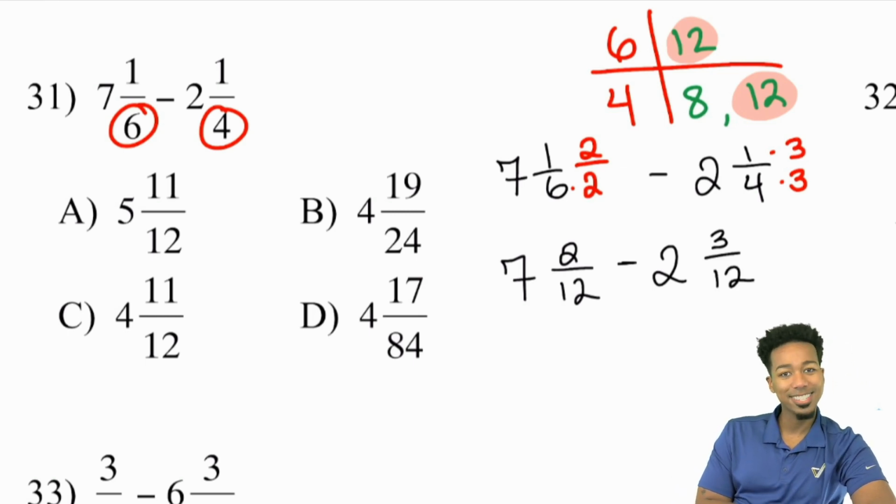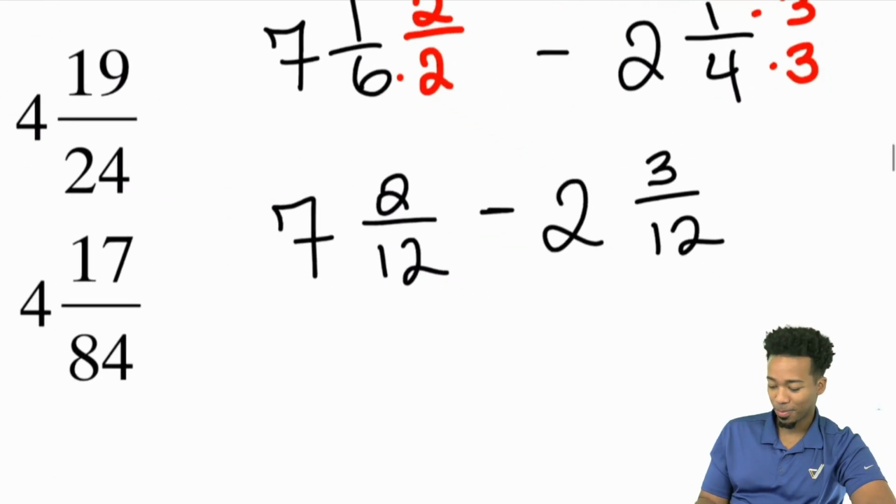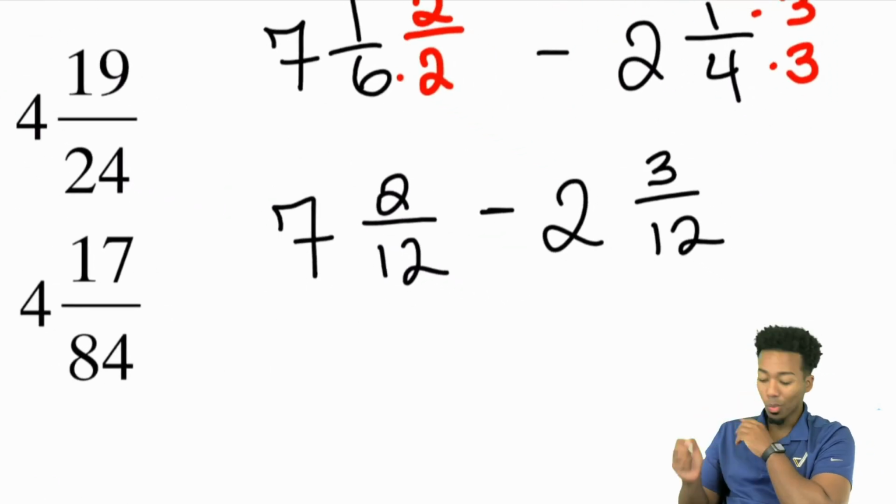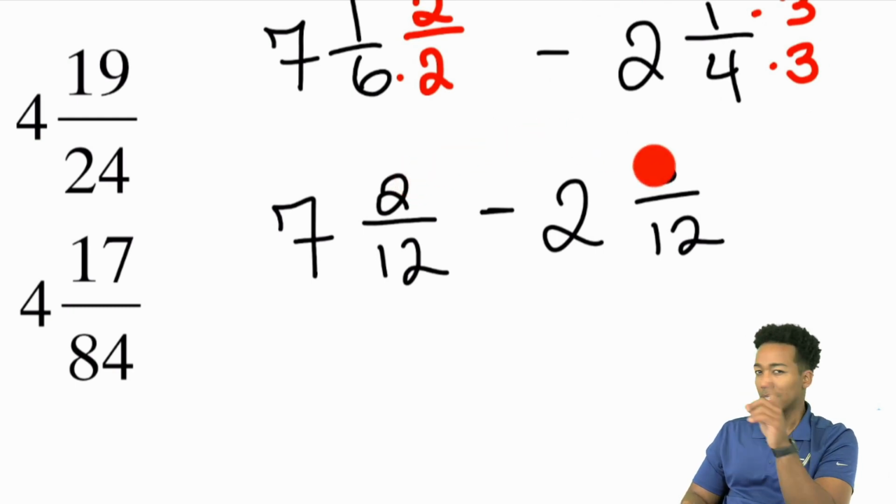Now we have the same denominator. We're good. We have the same denominator, but what do you notice? What I notice is that if I were to just subtract these, it would be 2 minus 3. Not exactly going to work out.